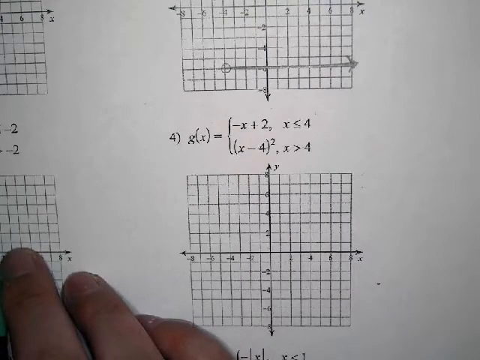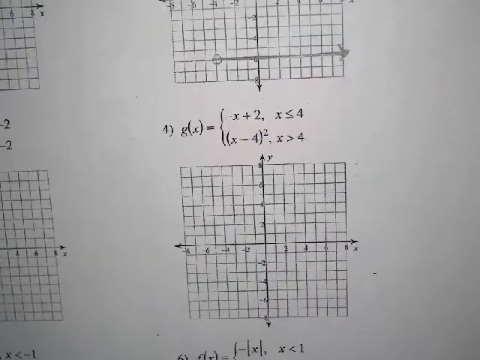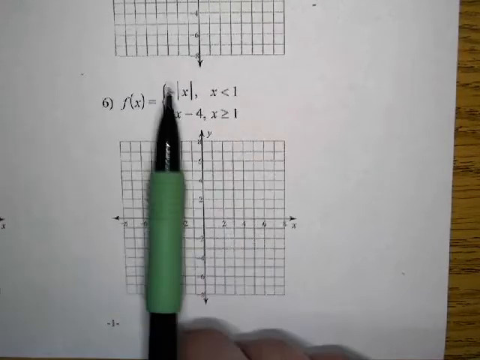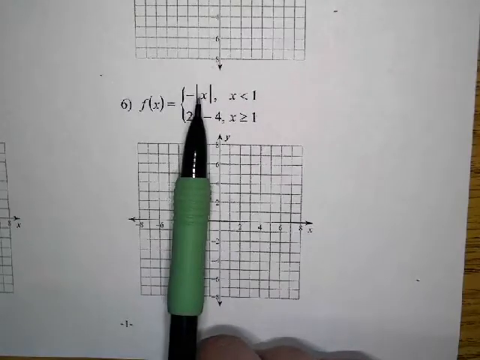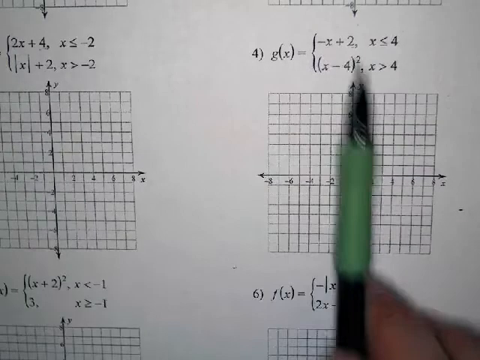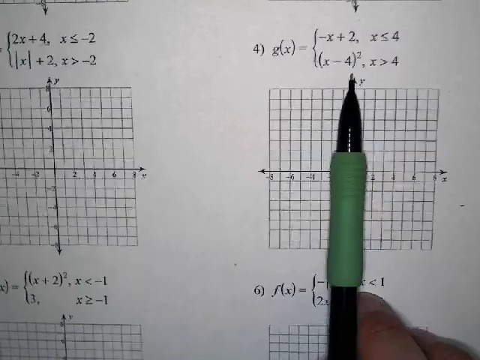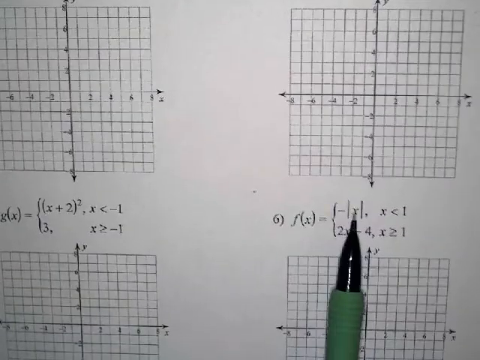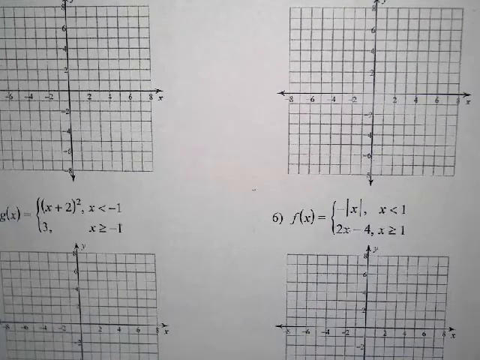So which one do we think is the worst? So we've got a straight line and an absolute value graph, a straight line and a parabola, horizontal line and a parabola, absolute value graph and a straight line. Which would you guys like to do? Number 4 or 6?